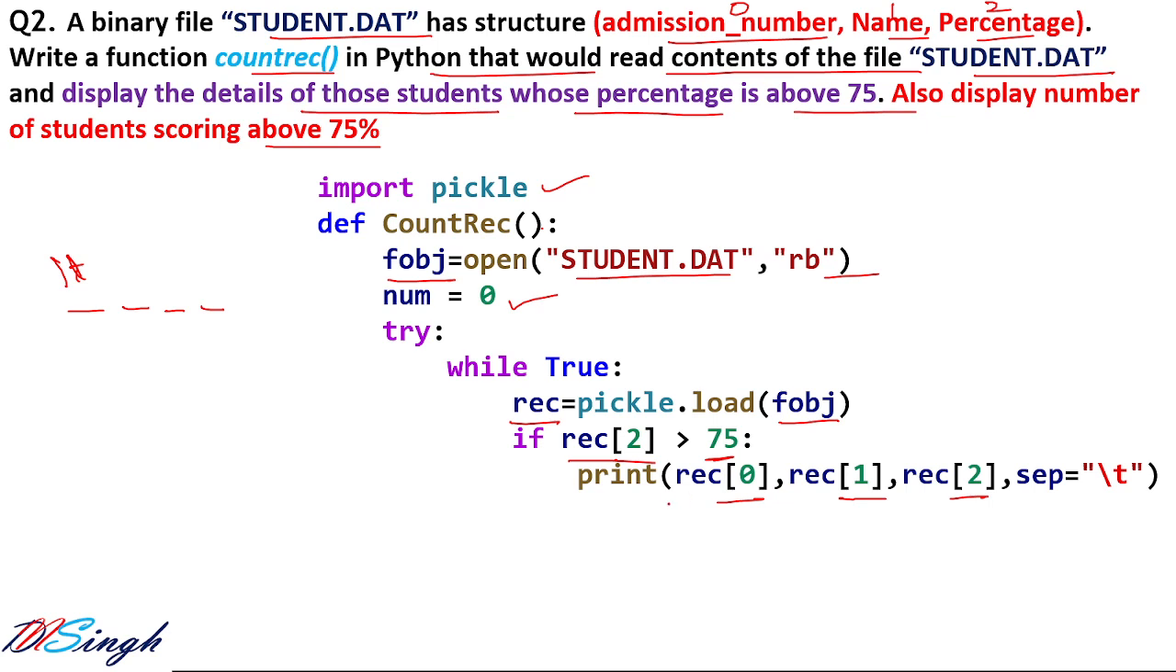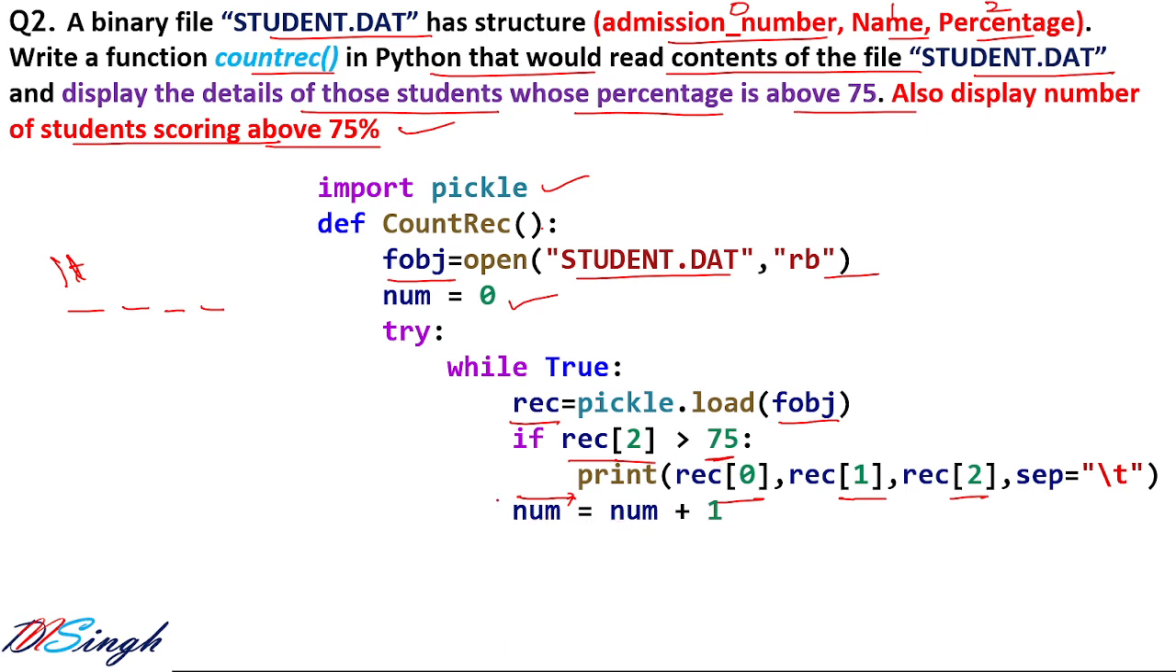So next is what? Increment the counter by 1. Okay, I have incremented this counter. Here an indentation mistake is there. We need to indent it further because we want to increment the counter only when this condition is satisfied. Display the number of students who are scoring above 75. That is maintained by this condition only. So that should be indented ahead.